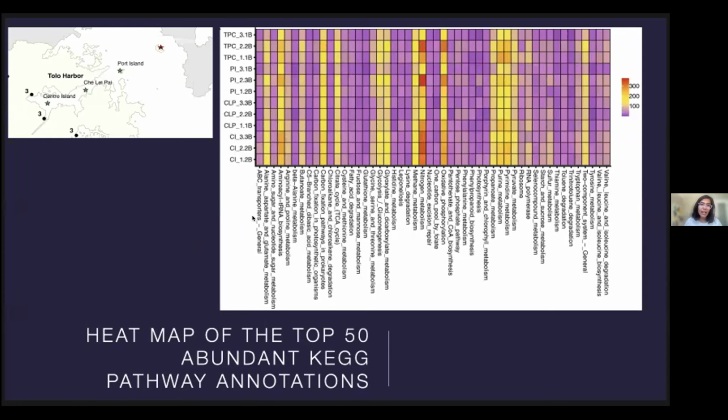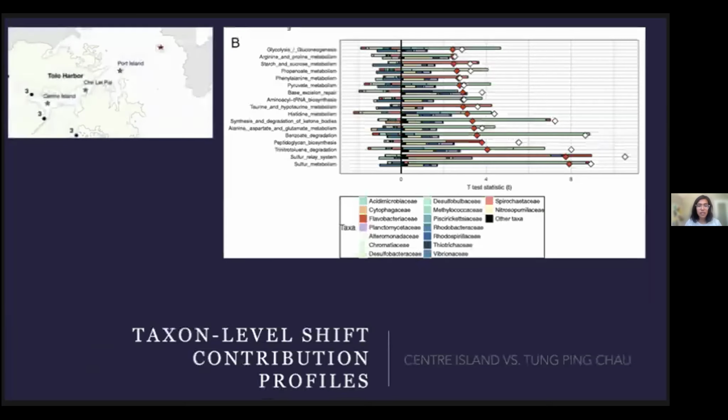We could say that there were some genes in Center Island that were more pronounced, at least the gene count was higher than what it was in Tung Ping Chau. But we did see that overall, there were some functions that could have been associated to metabolic pathways in urban, polluted environments that we were seeing in Hong Kong. So that was one of the messages.